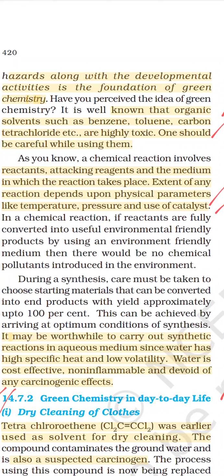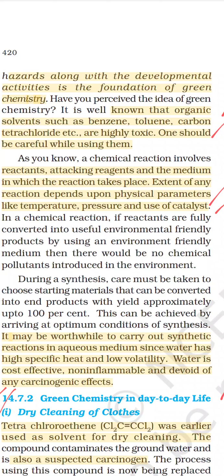Have you perceived the idea of green chemistry? It is well known that organic solvents such as benzene, toluene, carbon tetrachloride, etc. are highly toxic. One should be careful while using them.